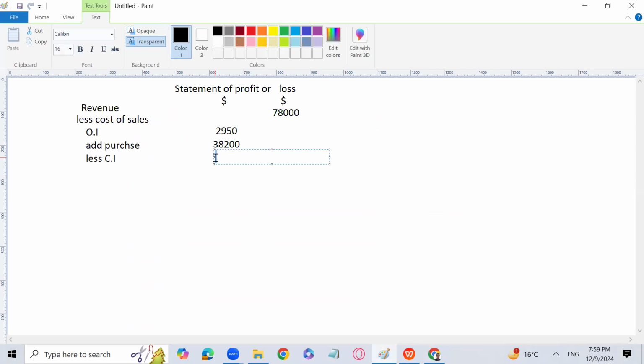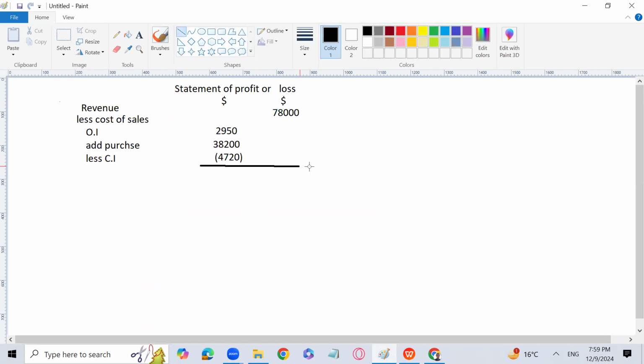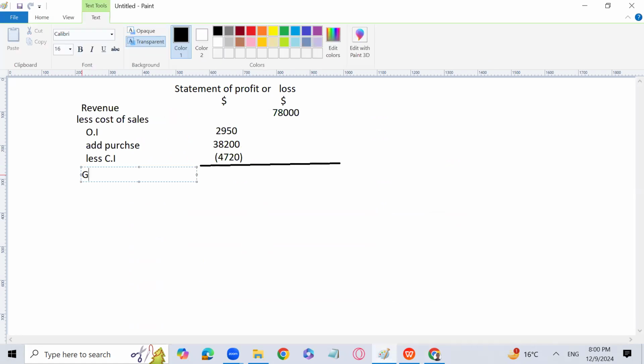So what is going to be the cost of sales if you just calculate it, so that we can find the cost of sales, and that cost of sales will be subtracted from sales to get the amount of gross profit.